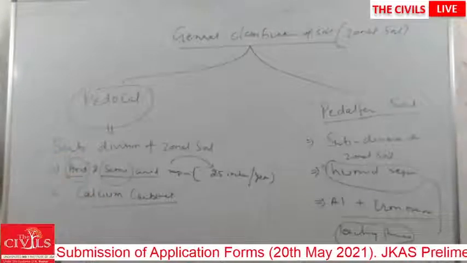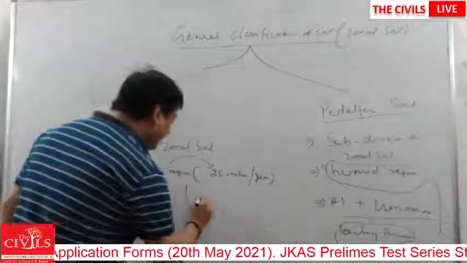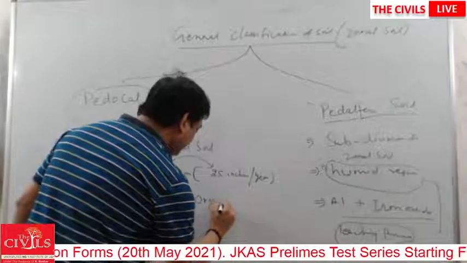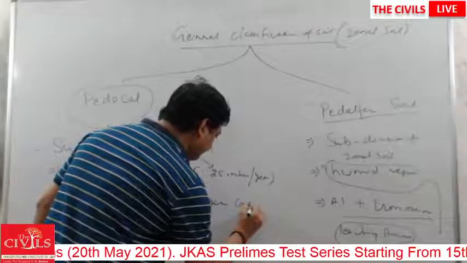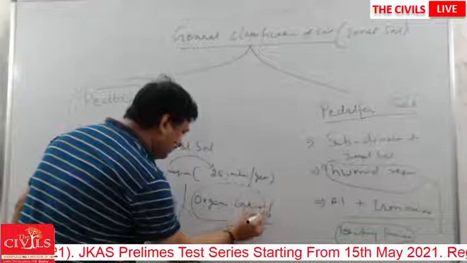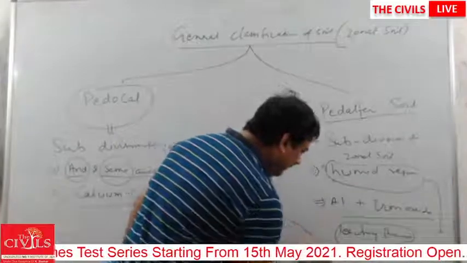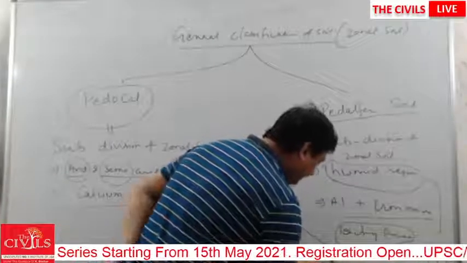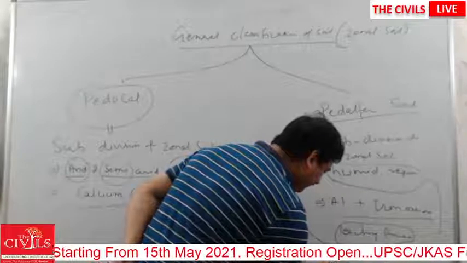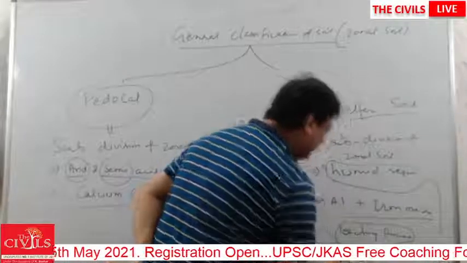Since it is found in dry region, humus or organic content is also less in the soil. But pedalfur soil is found in humid region, so the organic content is high in this soil.